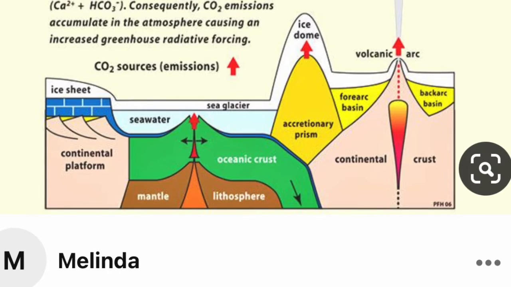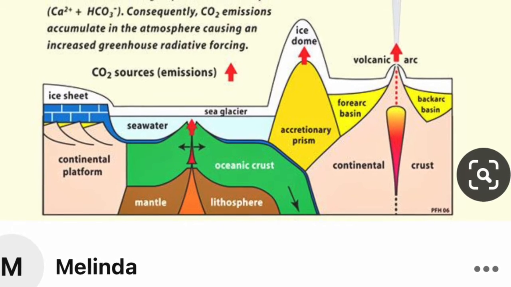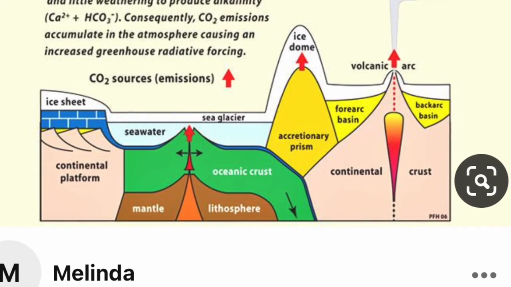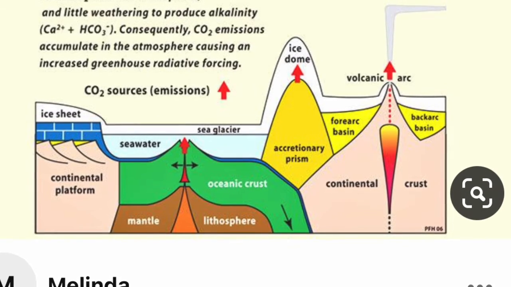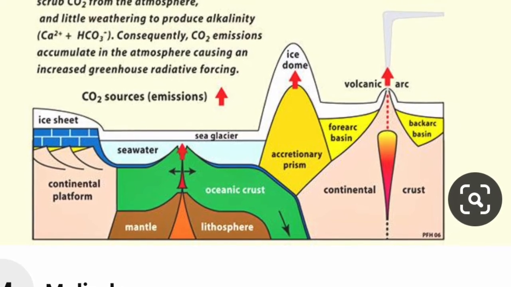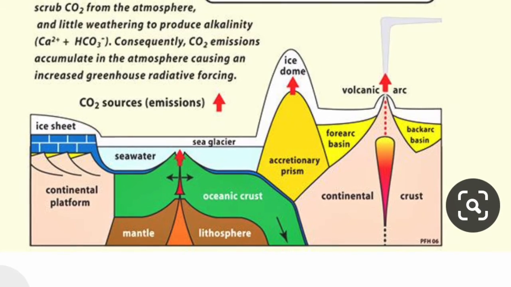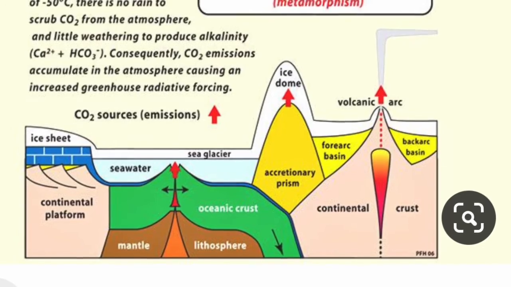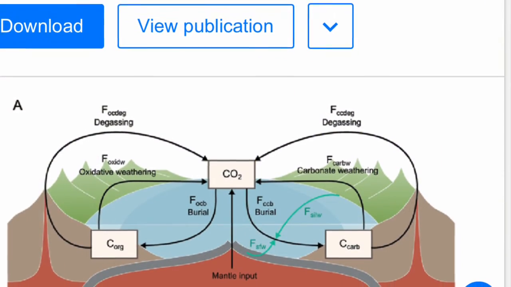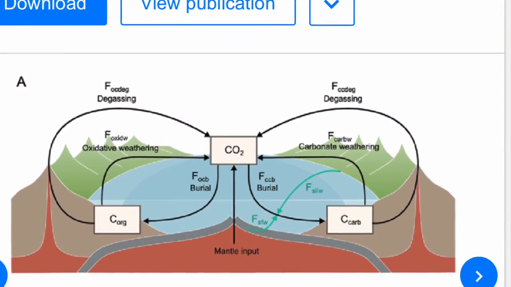Volcanoes emitted CO2 as a byproduct of heating within the Earth's crust. But instead of developing a runaway greenhouse effect like that on Venus, Earth's temperatures remained within a moderate range because the carbon cycle includes a natural sink, a process that removes excess carbon from the atmosphere.